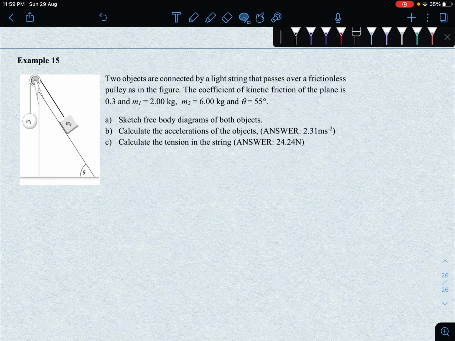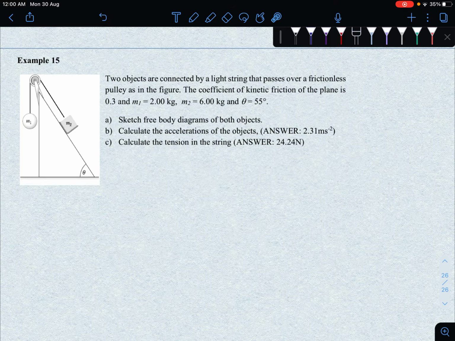Assalamualaikum and hi. So we'll continue with example 15 from chapter 4 notes. Two objects are connected by a light string that passes over a frictionless pulley as in the figure. The coefficient of kinetic friction of the plane is 0.3, and M1 is equal to 2 kg and M2 is equal to 6 kg, where theta is 55 degrees.